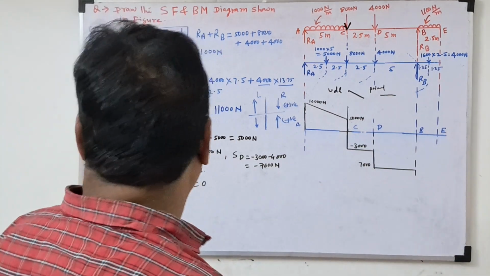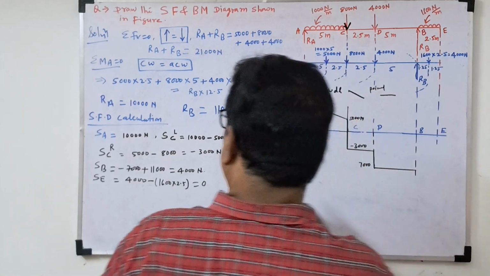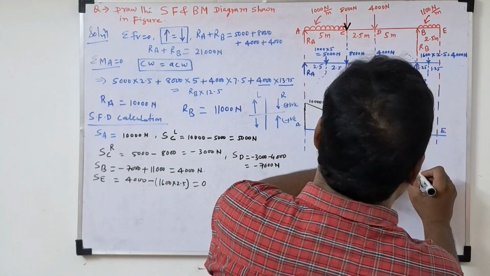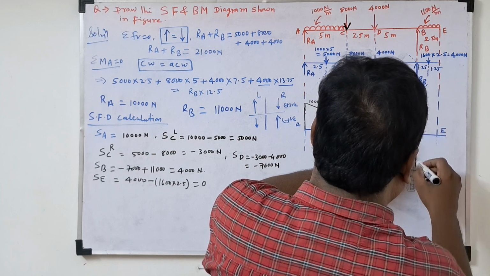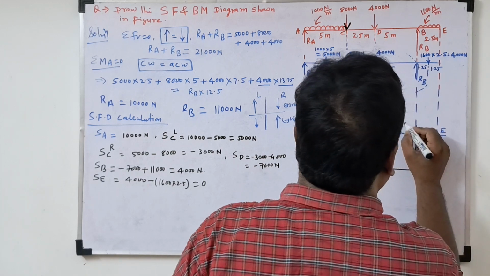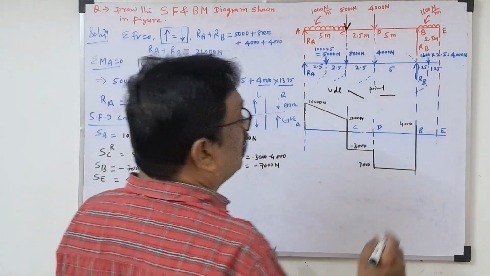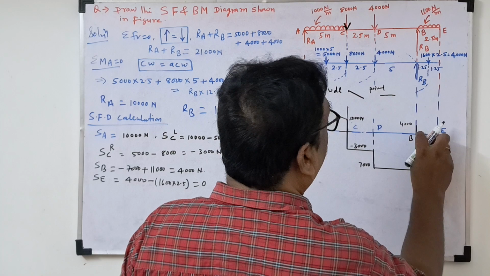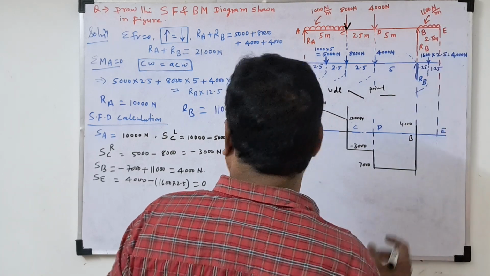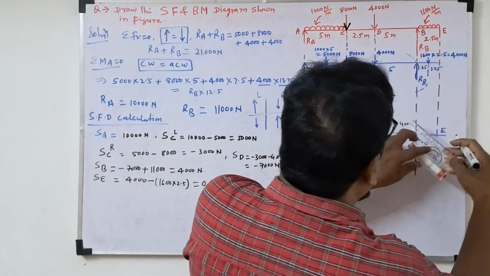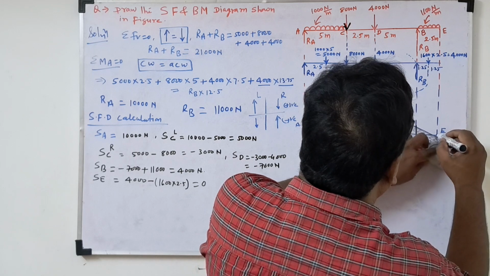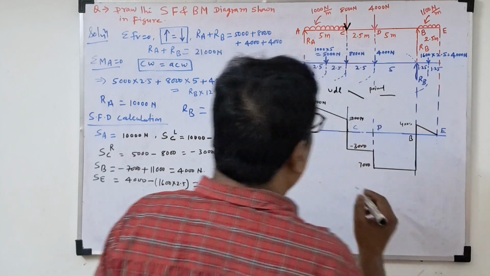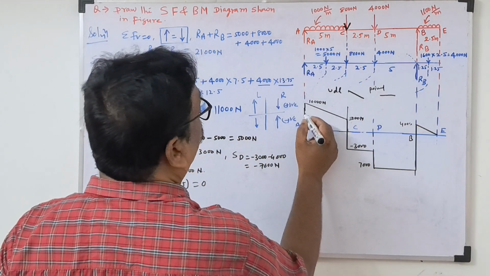Now I will draw SB. SB how much coming? 4000. It will go plus, because minus is there, so it will go plus 4000. Here coming 4000 Newton. Now B point you write somewhere here. So now here UDL, what is? Inclined line. So we have to draw. You have to join this. Join this. So this is your shear force diagram completed.